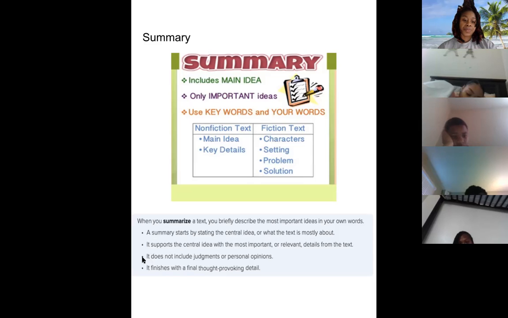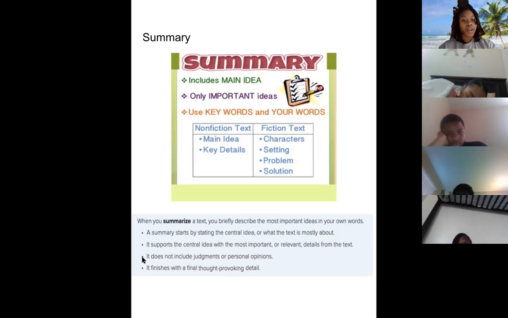Quinn, read the next one. It does not include judgments or personal opinions. Okay, straight facts. We're not talking about, I like this story, I think you should read this story because it's good. No. I'm only including the main idea. I'm only including the details that help support that main idea. And that's it. I'm giving you straight facts. I'm not giving you my opinion. You should read this. No. That's why you're using your own words. You're not giving your opinion, but you are stating what the story was about in your own words.